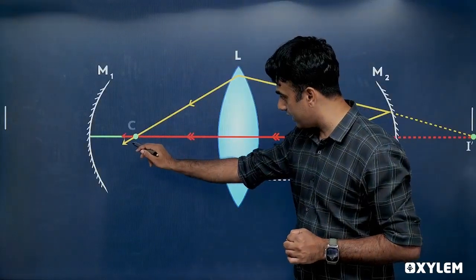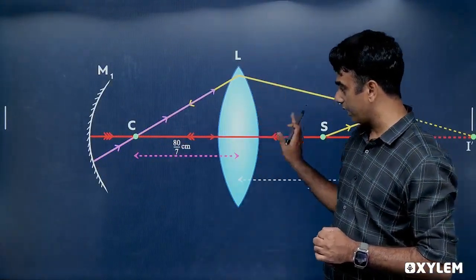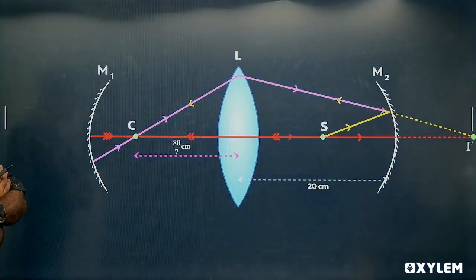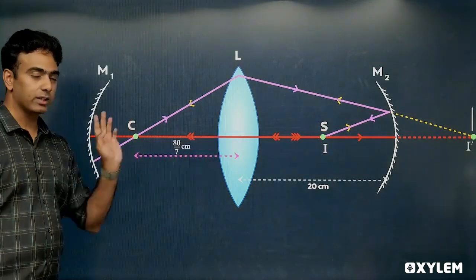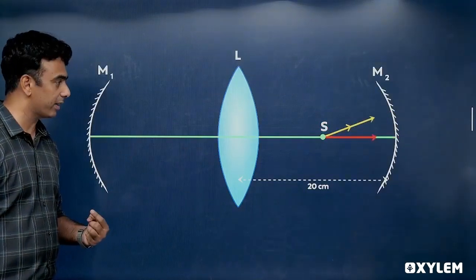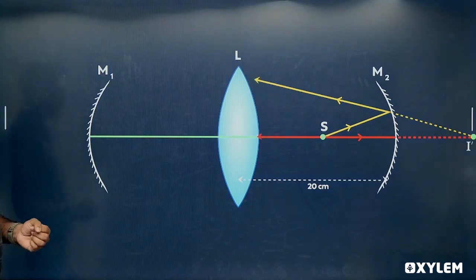Now this point is C, angle of incidence 0. It retraces the path exactly. Yes, the image forms at the object itself, at the center of curvature, and this distance is 80 divided by 7. See, once again the same thing.